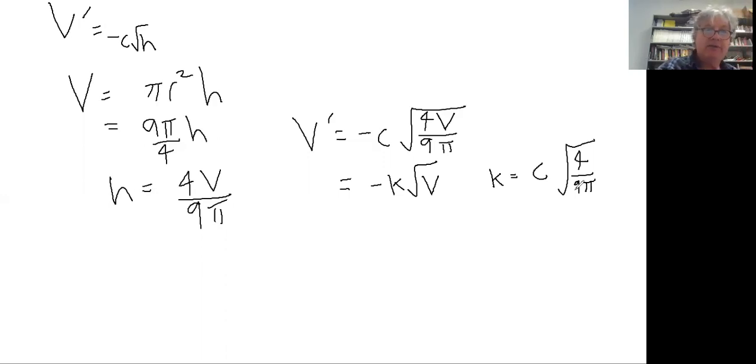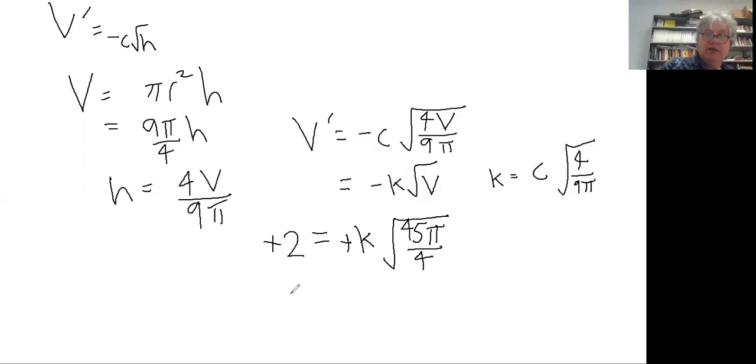So the value for K for this problem is, we're told that when the tank is half full, so when the height is 5, then the rate of change is -2. So it equals minus K. And what is the volume? The volume when height is 5 is 45 pi on 4. And so we can get rid of the minus signs, and we get K is equal to 2 times the square root of 4 on 45 pi, and that is around 0.336.